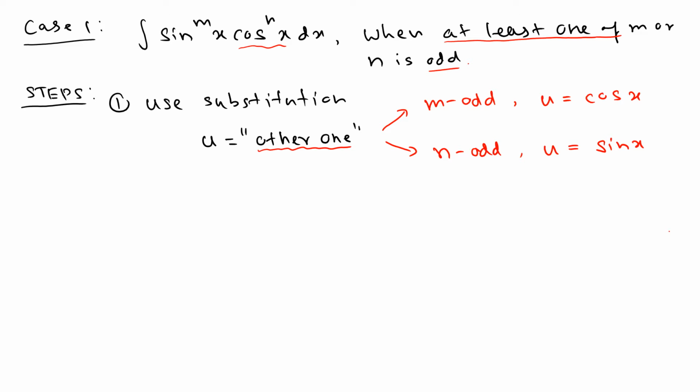If it's something odd, pick the other one. And then we're going to factor a term. I'm just going to write factor a term, because what you're going to do is factor the odd term, whatever the odd power is.